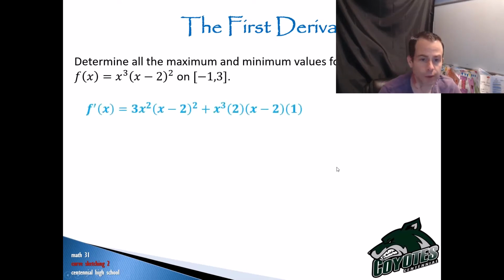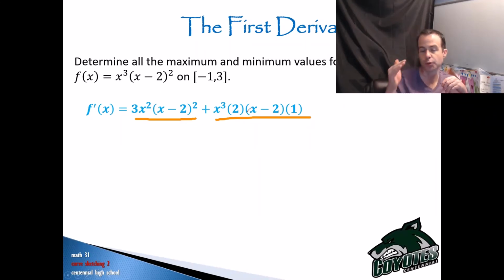Okay, so now what I'm going to do is factor out what I can from these two terms. So I've got a term here and I've got a term here. Both of them have at least an x squared, so I'll factor out the x squared. The term on the left has an (x minus 2) squared, and the term on the right has an (x minus 2). So I'll factor one (x minus 2) out as well.